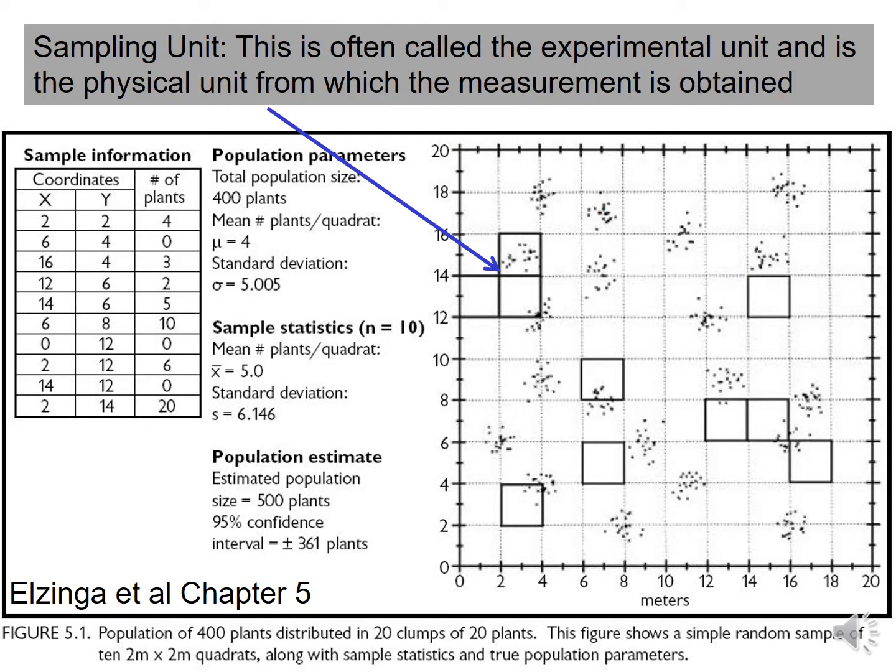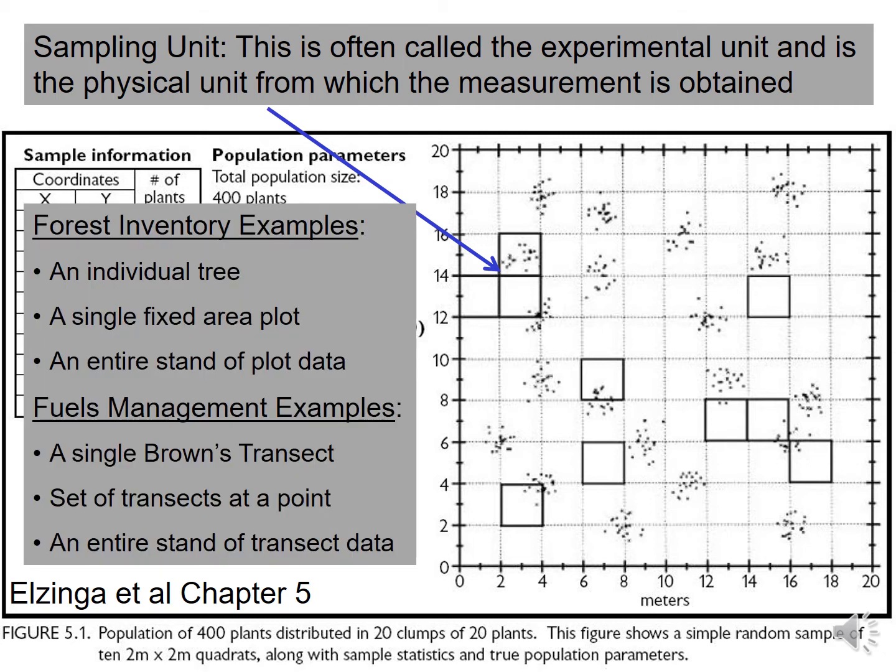When we do this, we define the sampling unit, or the subsections we divide the population into. The sampling units we actually collect information from are what we draw our conclusions about the entire population from. These sampling units are often referred to as experimental units, physical units, or plots. We define the sampling units based on what we want to learn about a population. In forest inventories, this could range from measuring individual trees to measuring entire stands, while in fuels management, this could be a single Brown's transect to the collection of several Brown's transects at a single location.